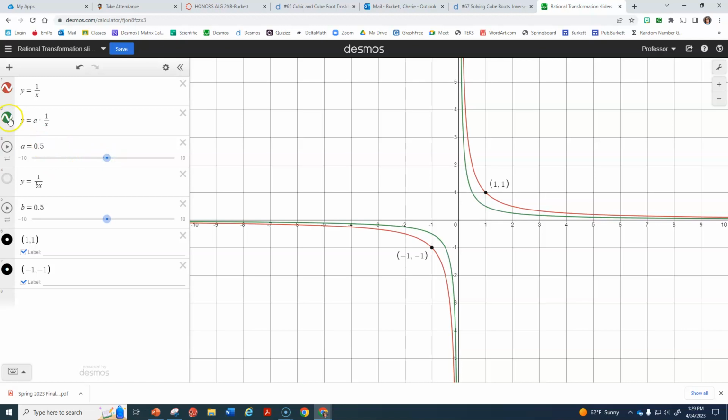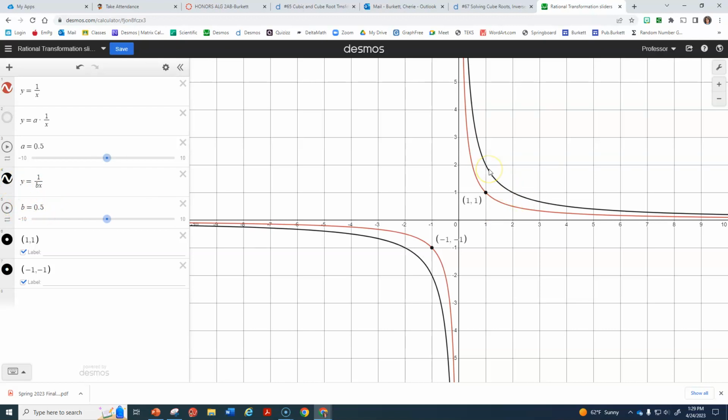All right, so I'm going to turn A off and let's turn B on. Notice I've got B set to be 1/2. When B is 1/2, we all of a sudden have a horizontal stretch. It was at 1, 1, and we've stretched it out to 2 because our multiplier, remember, is the reciprocal of B. Since B is 1/2, the reciprocal of 1/2 is 2. So the point 1, 1 becomes the point 2, 1.